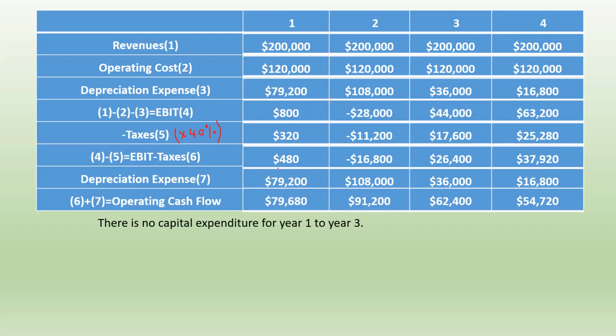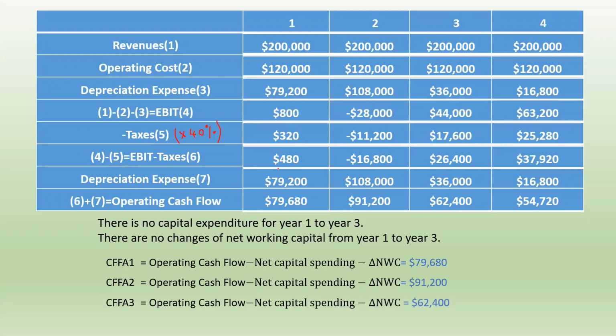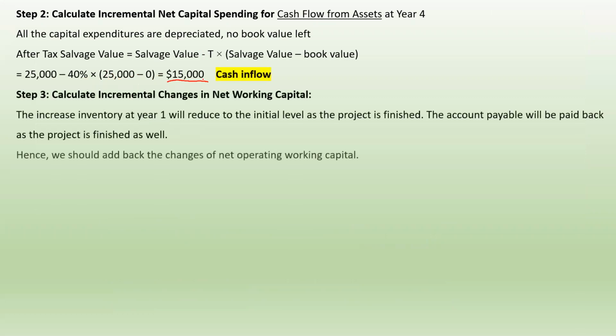No capital expenditure for year 1 to year 3, but for year 4. So the cash flow from assets from year 1 to year 3 will just equal operating cash flow. So those 3 numbers. But for year 4, we have after-tax salvage value. Our book value is 0 because we depreciated to 0. The salvage value is 25,000, so that's the reason we have to pay a tax. And after-tax salvage value is 15,000. That's a cash inflow.